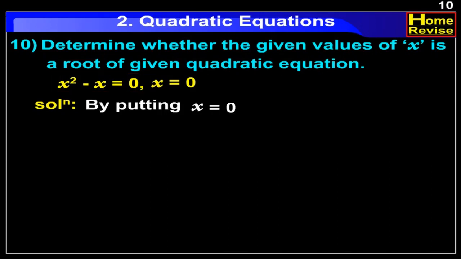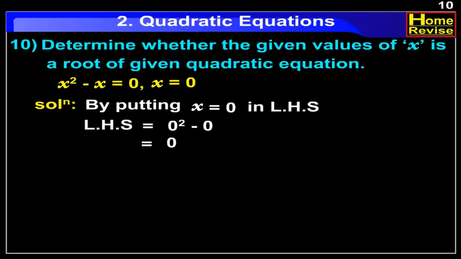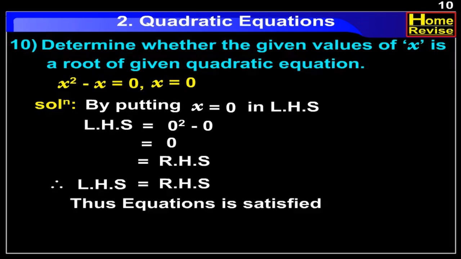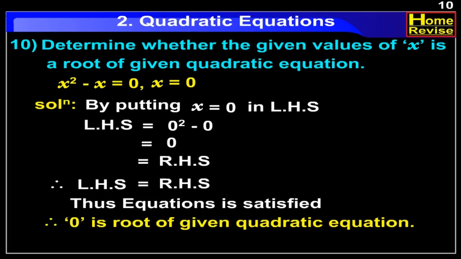By putting x is equal to 0 in LHS, we get LHS is equal to 0 square minus 0, which is equal to 0, which is equal to RHS. Therefore, LHS is equal to RHS. Thus, the equation is satisfied. Therefore, 0 is the root of the given quadratic equation.